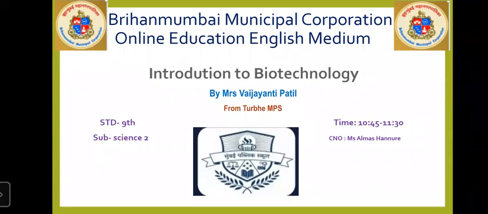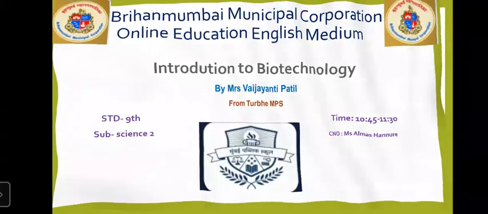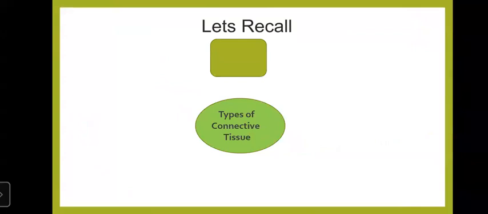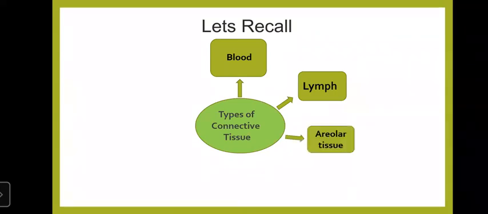Today we are going to deal with the second part of Introduction to Biotechnology. Before that, let us recap what we have learned yesterday. We have learned about the types of connective tissue, in which we learned about the liquid connective tissues like blood and lymph. Blood helps in transportation of nutrients, gases, as well as waste, while lymph helps in protecting our body from the infective agents.